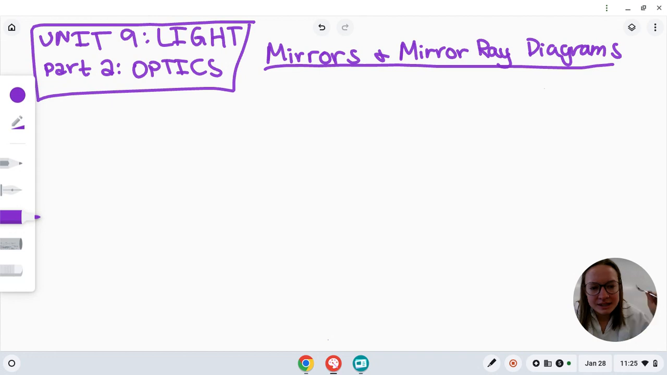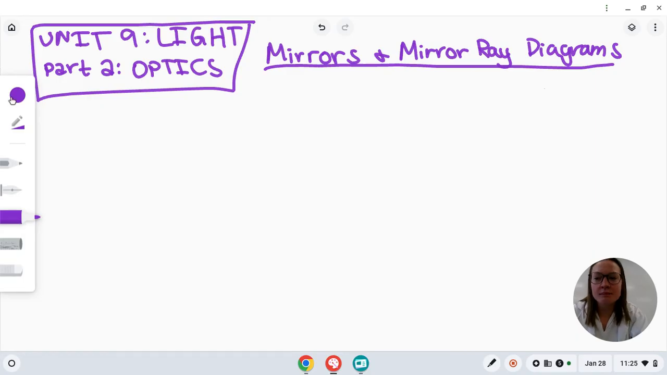Today we're going to talk about how that works. How does a single spoon make all of those different images? We're talking about mirrors and mirror ray diagrams. We're going to start by drawing a mirror. I'm going to teach you in this lesson how to draw mirror ray diagrams, which are light ray diagrams when you have light rays interacting with a mirror. And as we draw those diagrams, it's going to reveal a lot about how mirrors actually work.